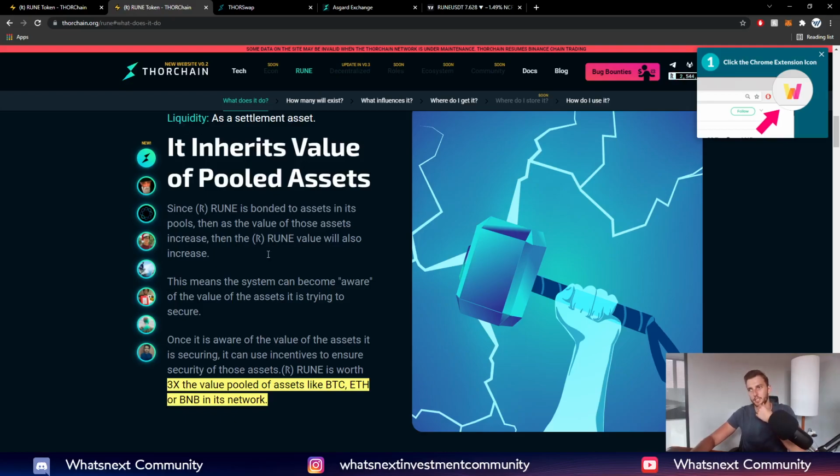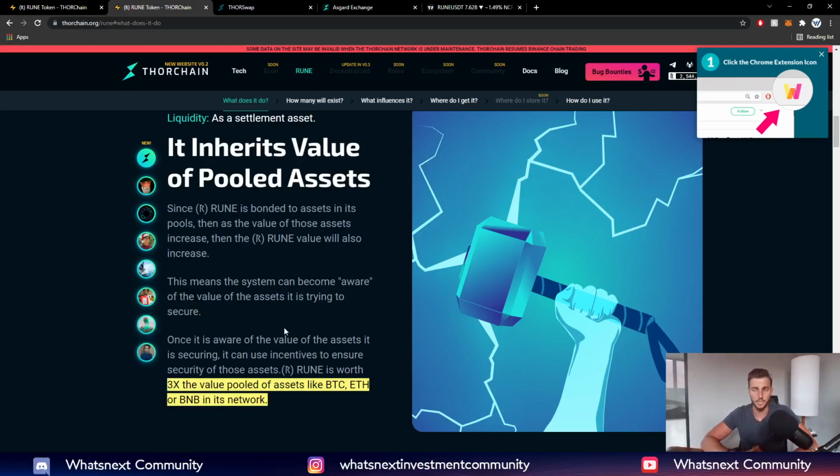So in here, it says liquidity as a settlement asset. So basically, what it is doing is it's bonding assets towards the Rune token in their liquidity pools. So then, in order to secure great liquidity and in order to have the security in the pools, basically what they're trying to do is they want to always have 3 times as much Rune as there is the asset in the pool. So that means that if more assets would be coming to the Thorchain network, then it means that the price of Rune automatically has to rise because more assets come in, and we need to provide those 3 times the value of the assets in there.